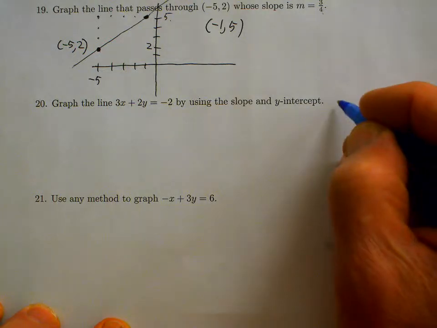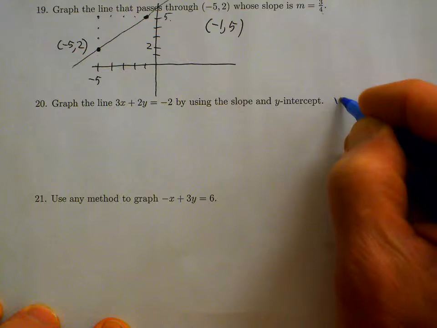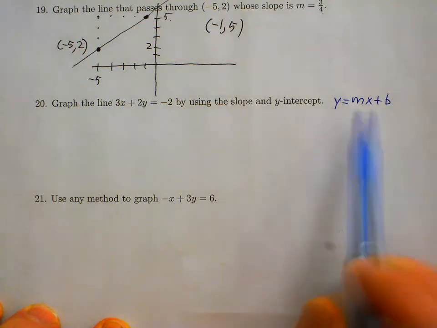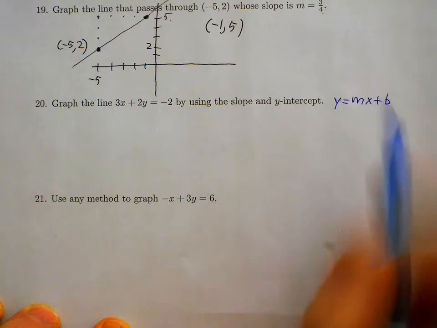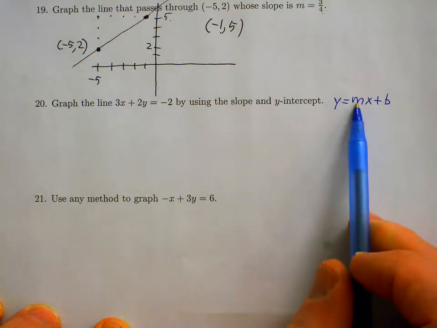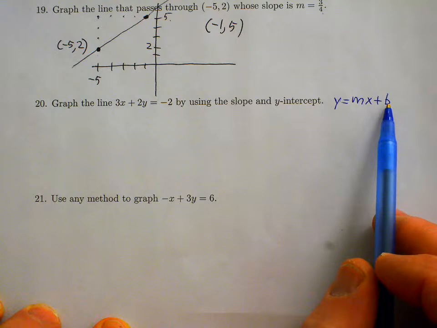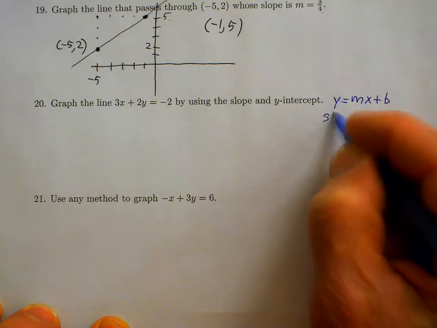So over here, I'll just write a reminder, y = mx + b is the slope-intercept form, and we'll be able to know what the slope is. That will be the coefficient of x, the number m. And this number b is the y-coordinate of the y-intercept. That's why it's called slope-intercept.